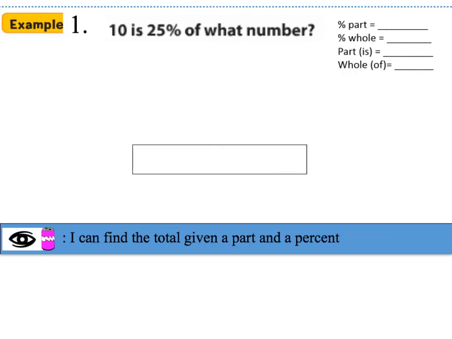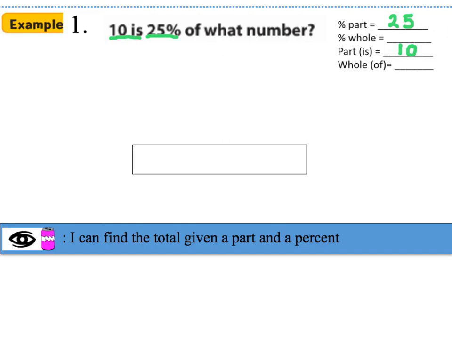So example 1 says 10 is 25% of what number? Let's go ahead and list down all the information that we have. The problem says 10 is part of a whole. Then they also give us 25%. Well, the 25% is our percent part.